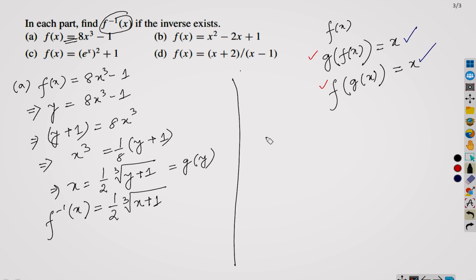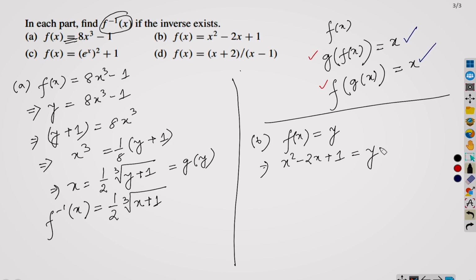Similarly, we can solve problem B. In the same way, we will assume f(x) equals y, which implies, and then we will see if it can be transformed into a function of y, so that everything is in terms of y and on the left side we have only x. We need only x. Only then, whatever comes on the right hand side, we will say that is the inverse of f. So if we solve this, it is a quadratic equation.